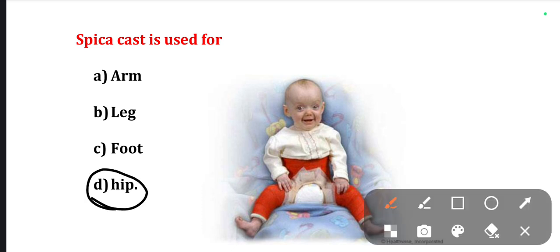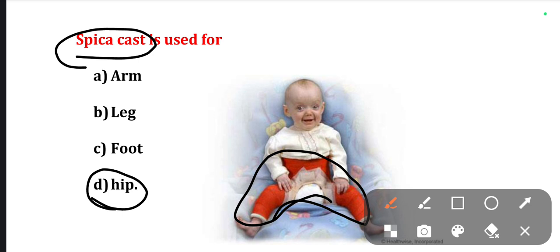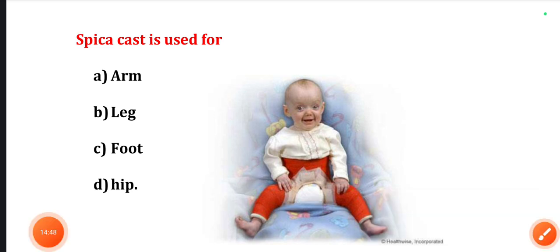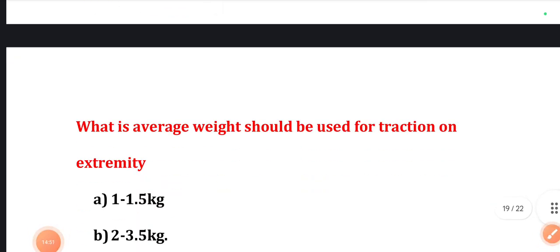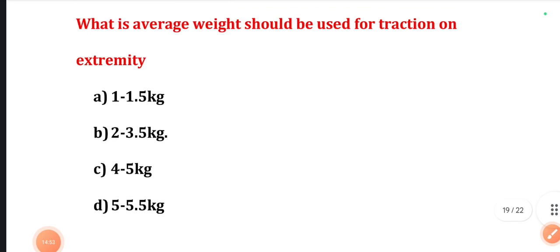When children have congenital deformities, a spica cast can be applied. Here you can see the spica cast. So it is mainly for the hip.